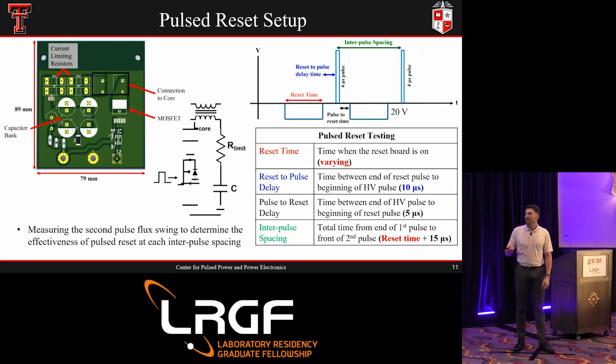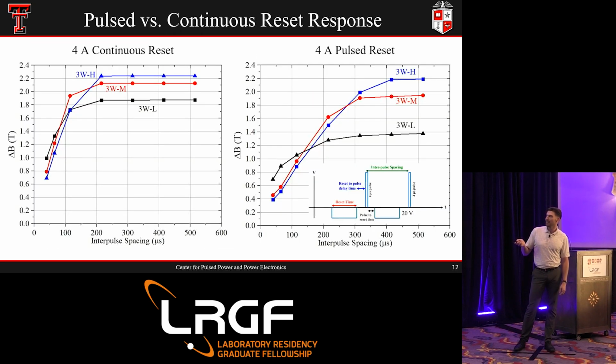The other thing that we looked at is pulse versus continuous reset. And I'm going to skip the slide and I'll explain it here. So the continuous reset is basically you have a wire around your core and you're putting a constant 4 amps across it.